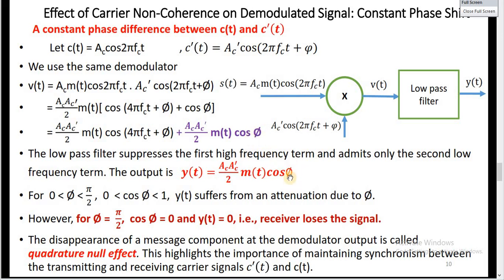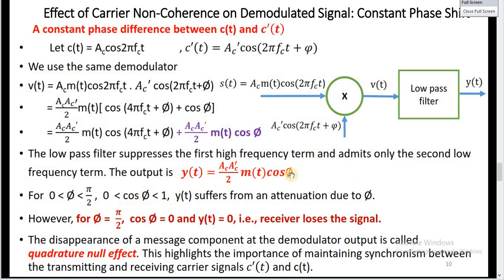What is the effect of the phase difference phi on the demodulated signal? If phi is zero, then we have perfect coherence, and y of t equals AC prime over 2 m of t. If phi is an angle between 0 and pi over 2, less than pi over 2, then the cosine is a positive quantity which is less than 1. So in this case, the effect of cosine phi is merely an attenuation of the signal. The value of the signal at the output will be diminished by the factor cosine phi. So y of t suffers from attenuation due to phi.